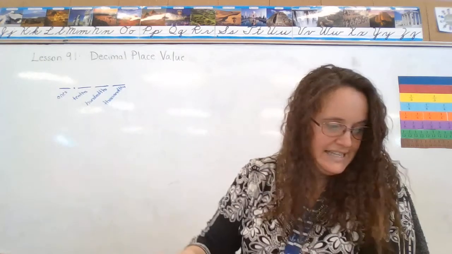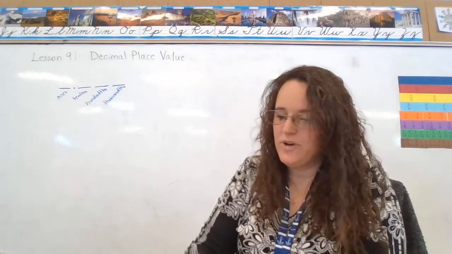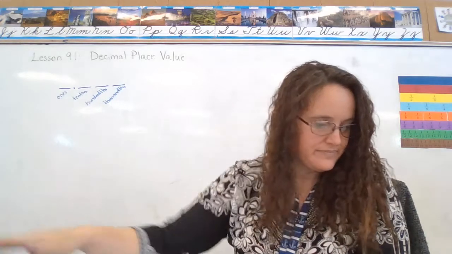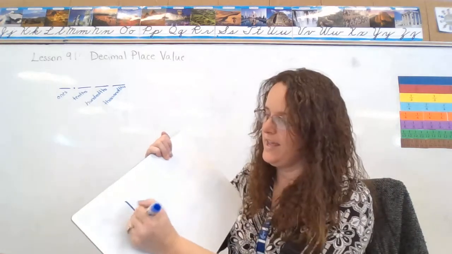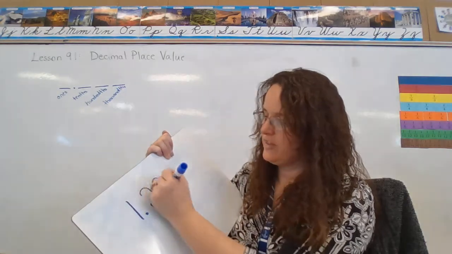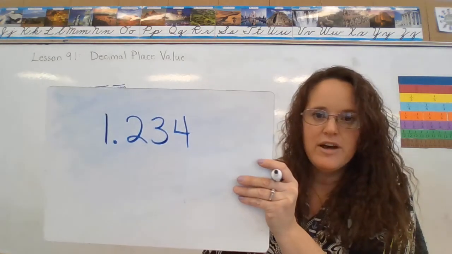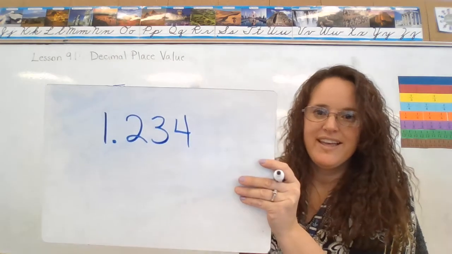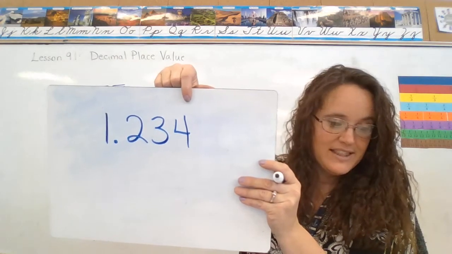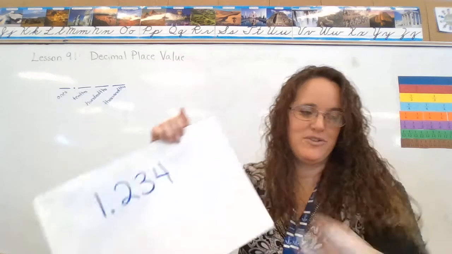Problem C says name the place value of the 4 in the number 1 and 234 thousandths. What's the place value of the 4? That would be the thousandths place. You got it.